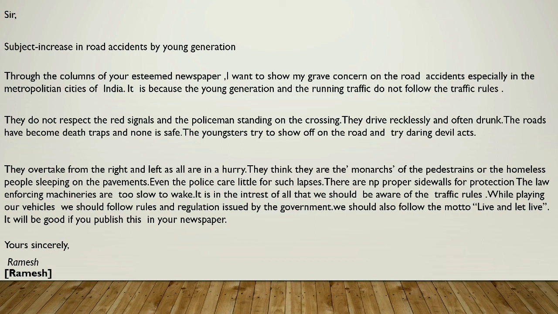It is in the interest of all that we should be aware of the traffic rules. While driving our vehicles, we should follow the rules and regulations issued by the government. We should also follow the motto, live and let live. It will be good if you publish this in your newspaper. Yours sincerely, your sign, then your name as Ramesh in brackets.